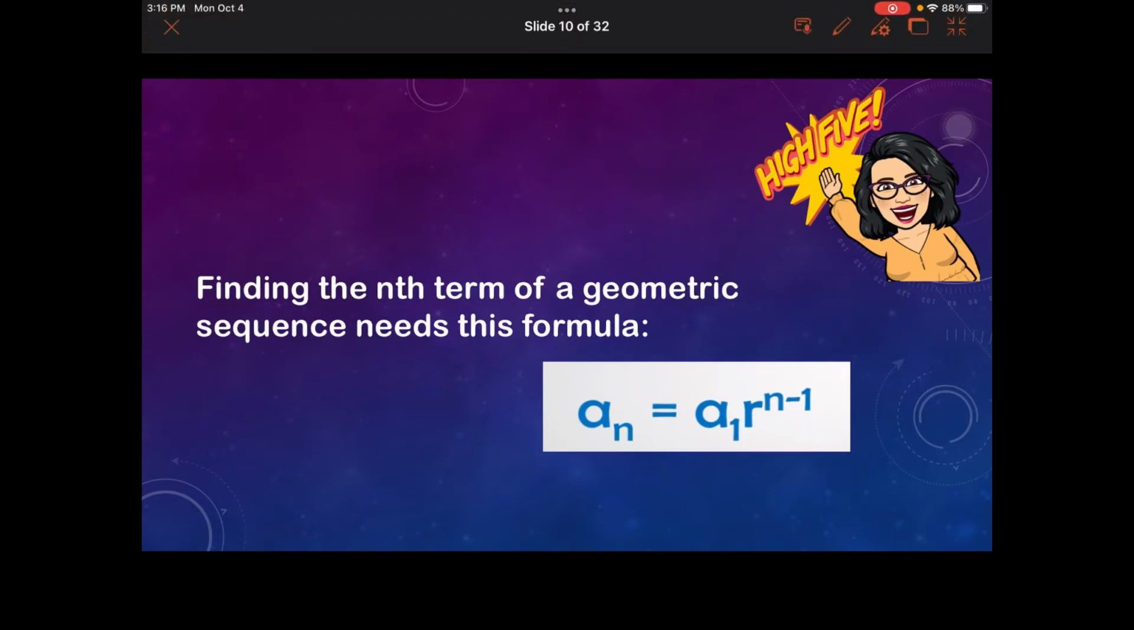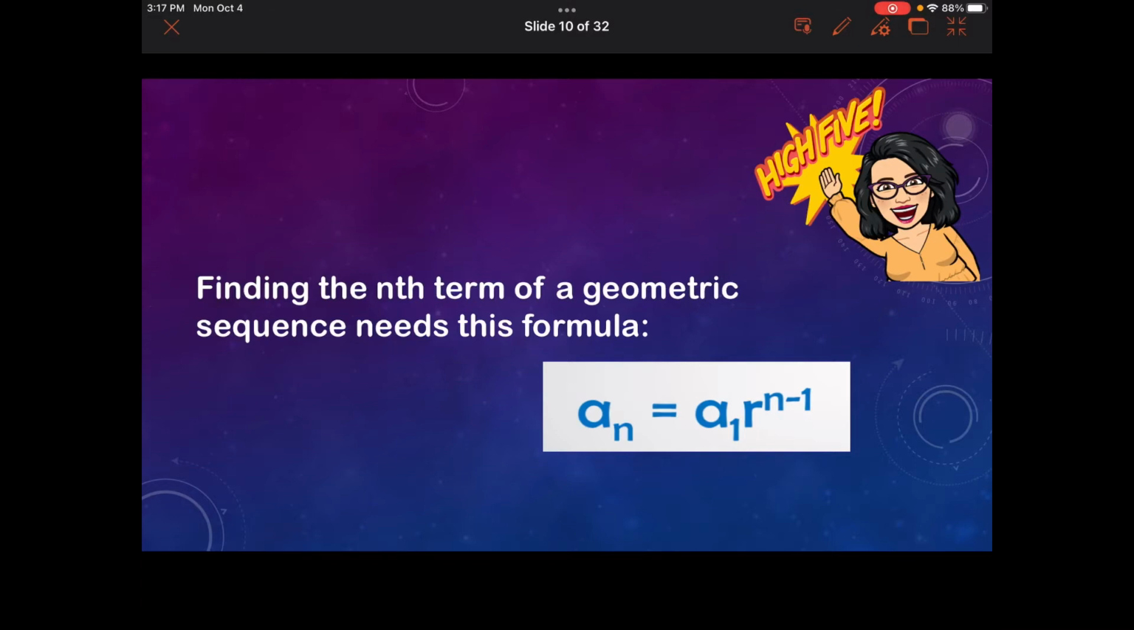Unahin natin yung first part ng ating MILC, which is determining the nth term of a geometric sequence. So as you can see, meron po tayong formula for that, and that is a sub n is equal to a sub 1 times r, or yung common ratio natin, raised to n minus 1.